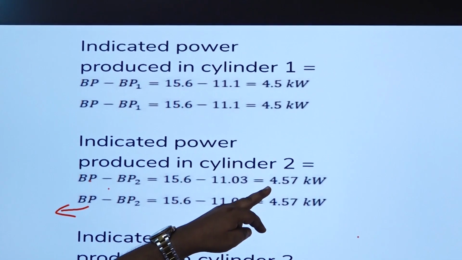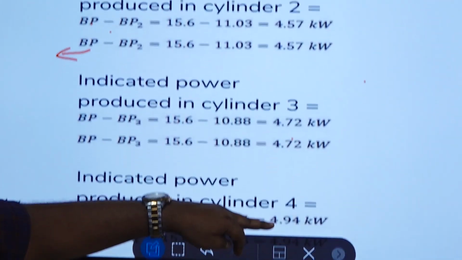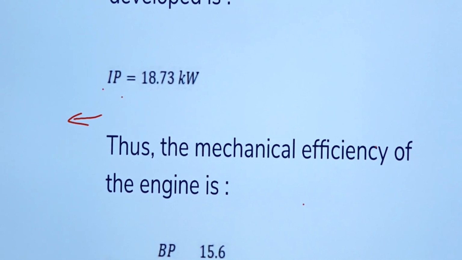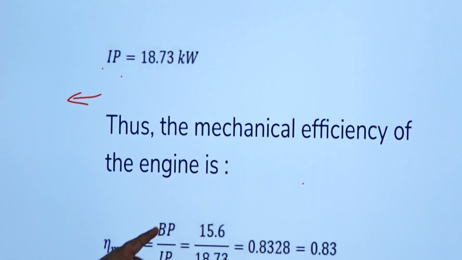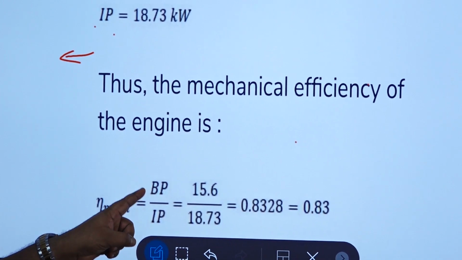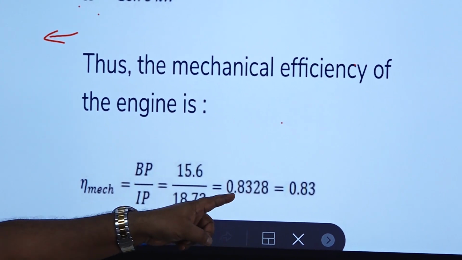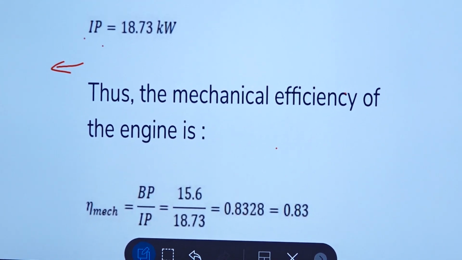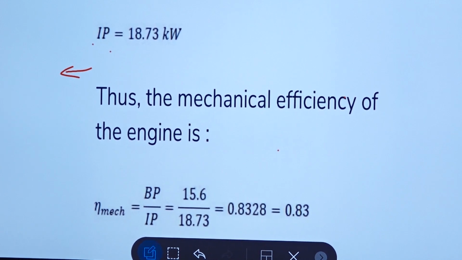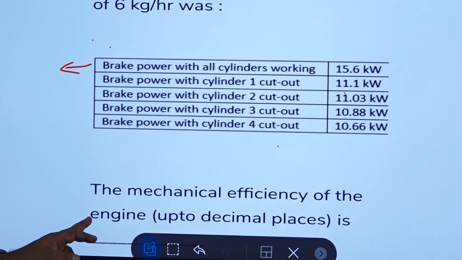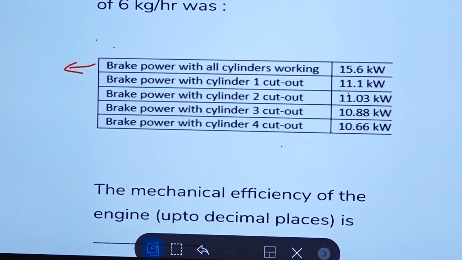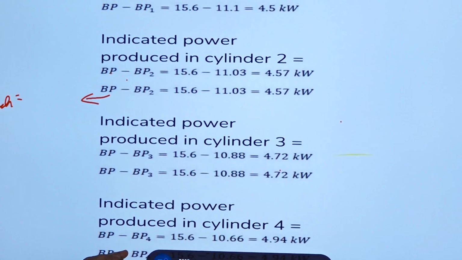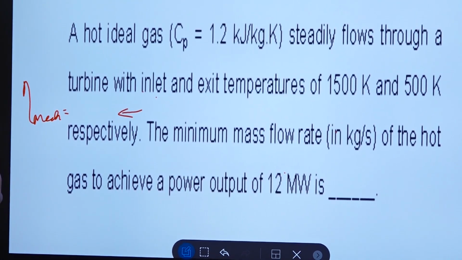That is 4.5, 4.57, 4.72 and 4.94. If you add all these, you will get the value of the indicated power, and you already know the value of brake power. So brake power by indicated power is 15.6 by 18.73, which is equal to 0.8328. So the efficiency is 0.83. This comes under the numerical answer type questions: the mechanical efficiency of the engine is 0.83. Okay, you have to answer correct to 2 decimals.